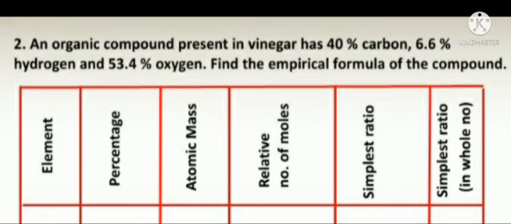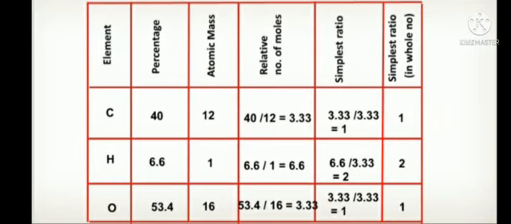Suppose, if we are not getting the total 100, which means some other element is present. Now, we will discuss the determination of empirical formula using the given data. First, you have to create a 6-column table in which the first column contains element, the second column contains percentage, the third column contains atomic mass, the fourth column contains relative number of moles, the fifth column contains simplest ratio, the last column contains simplest ratio in whole number. This tabular column will explain the determination of empirical formula.